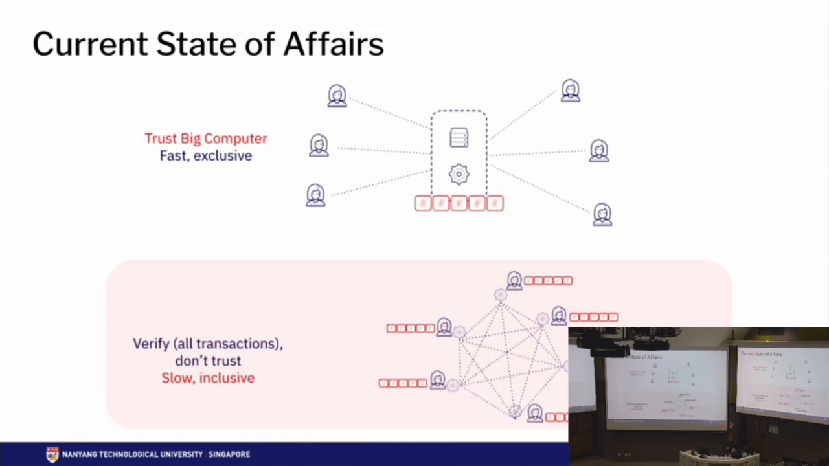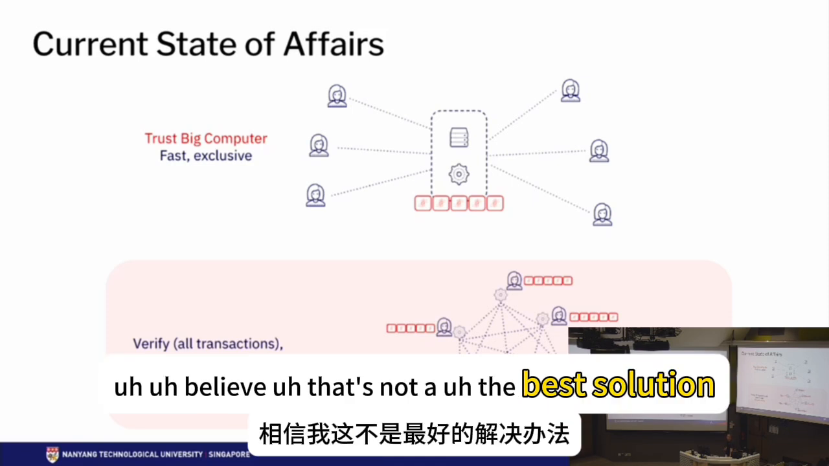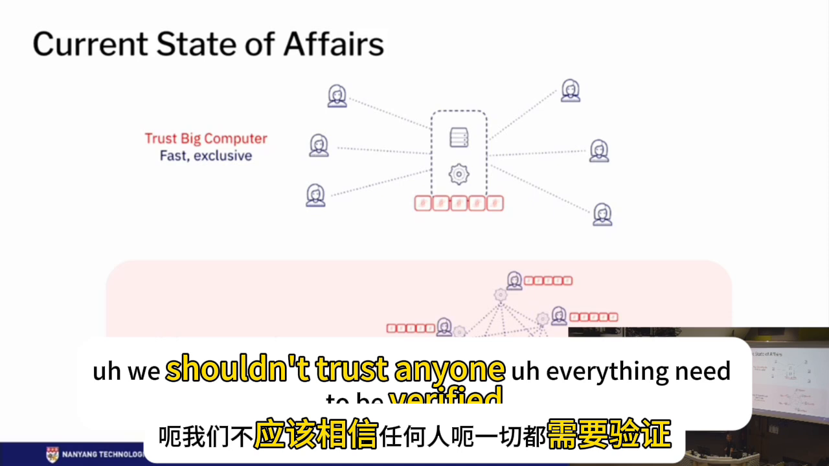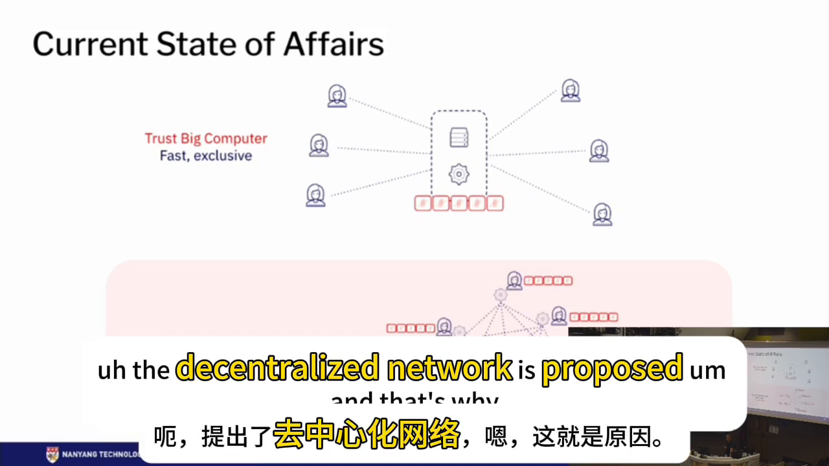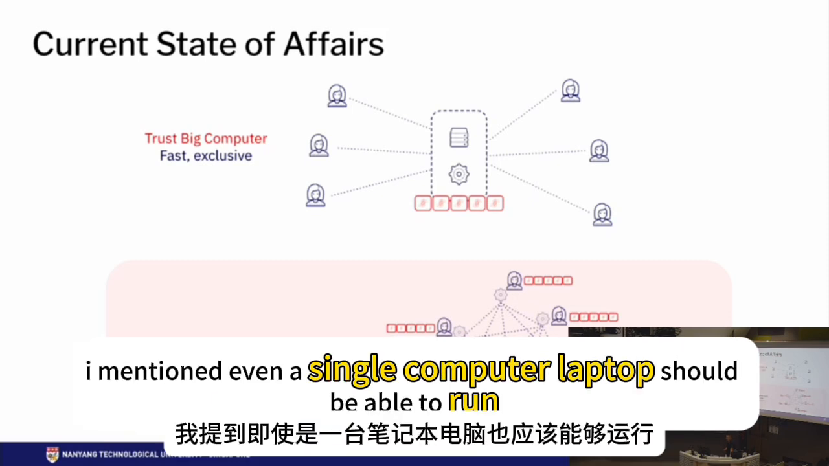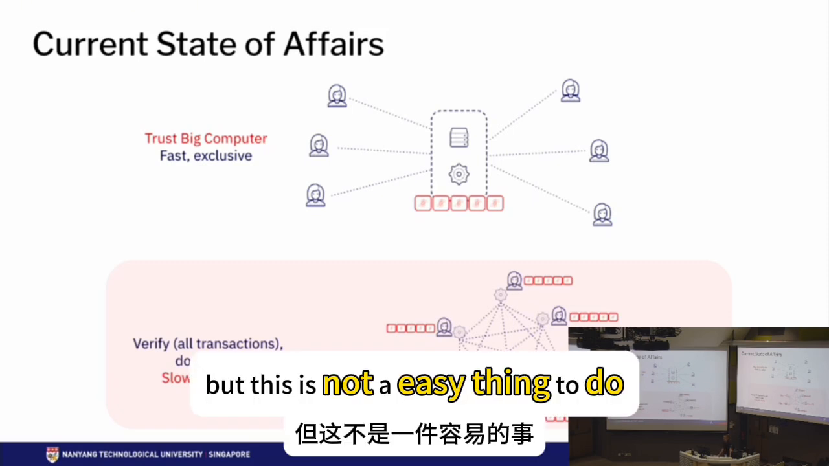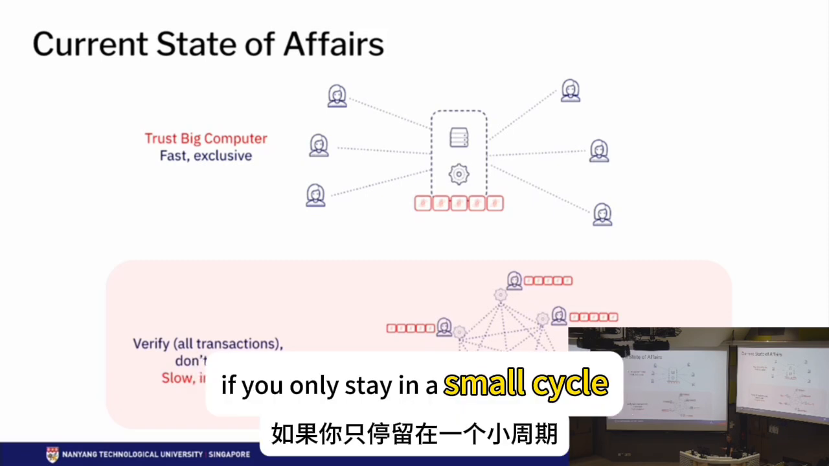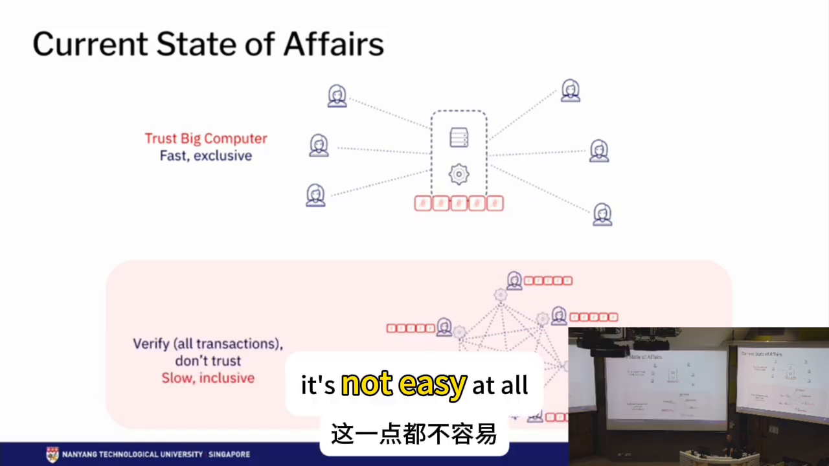But for the blockchain, the blockchain believes that's not the best solution. We shouldn't trust anyone. Everything needs to be verified, and the computation needs to be integrated. That's why the decentralized network is proposed. And that's why I mentioned even a single computer, a laptop, should be able to run the blockchain to achieve that. But it is not an easy thing to do, because if we only stay in a small circle, that's fine. But if you want to go beyond to mass adoption, it's not easy at all.